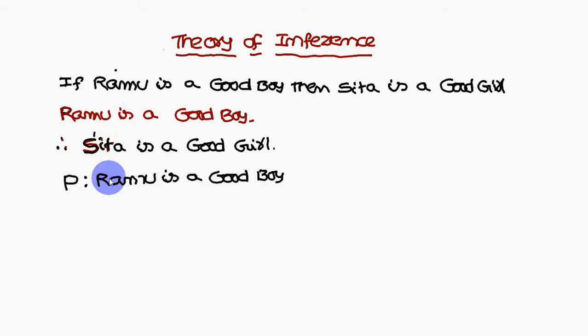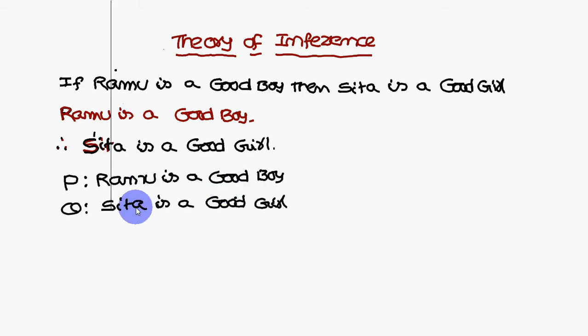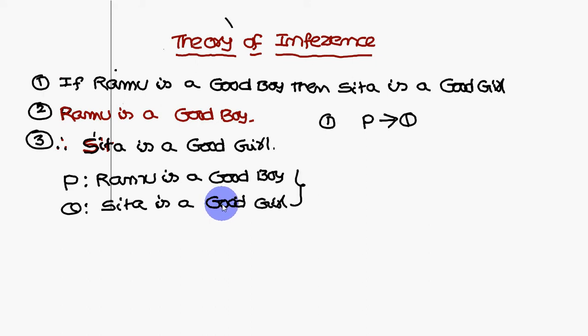So the same concept I am rewriting. Ramu is a good boy, I am considering it as P. Sita is a good girl, I am considering this statement as Q. So the first statement says P conditional Q. If P, then Q. If Ramu is a good boy, then Sita is a good girl.